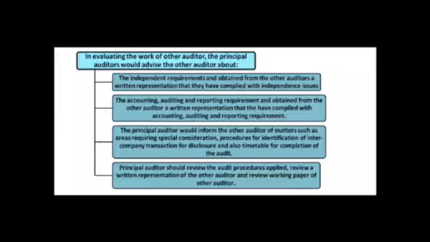In evaluating the audit work of other auditor, the principal auditor would advise the other auditor about the independence requirement and obtain from the other auditor a written representation. Besides, the accounting, auditing, and reporting requirements are communicated.